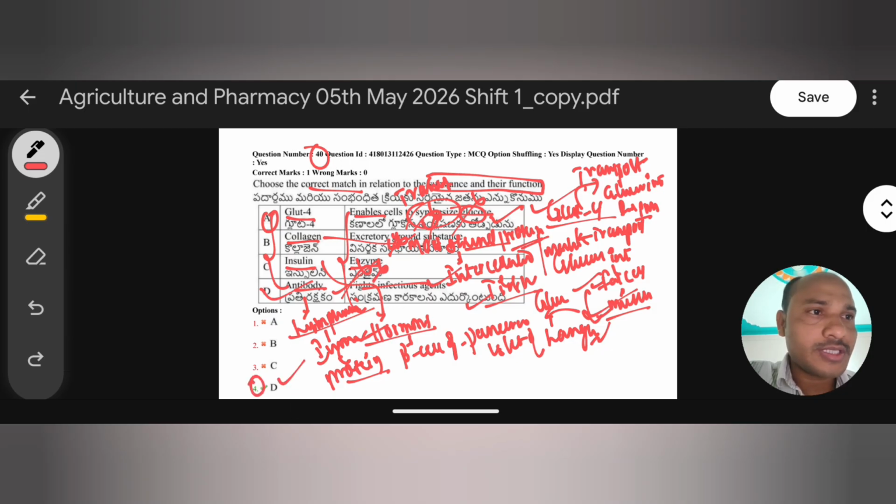So this is all about the Agriculture and Pharmacy EAPCET on 5th May 2026 shift 1 paper, botany paper analysis. Then we move on to zoology paper analysis. We will also discuss zoology paper analysis like this.